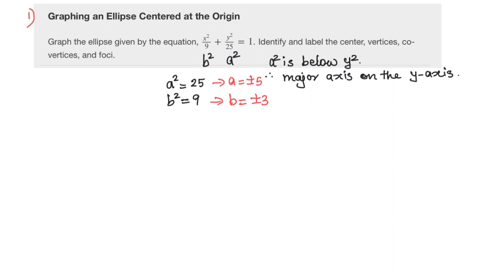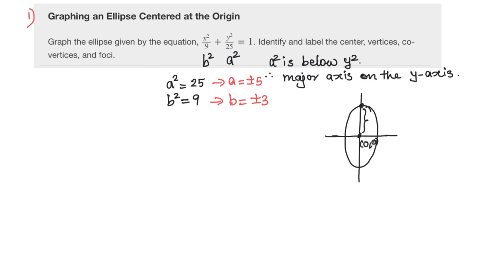The question is asking you to graph the ellipse, then identify and label the center, vertices, co-vertices and foci. I usually graph briefly to see how the graph looks like. Then I graph it neatly, then I answer the questions. Since the major axis is along the y-axis, the shape of the graph will be kind of like that. And this is at 0, 0.